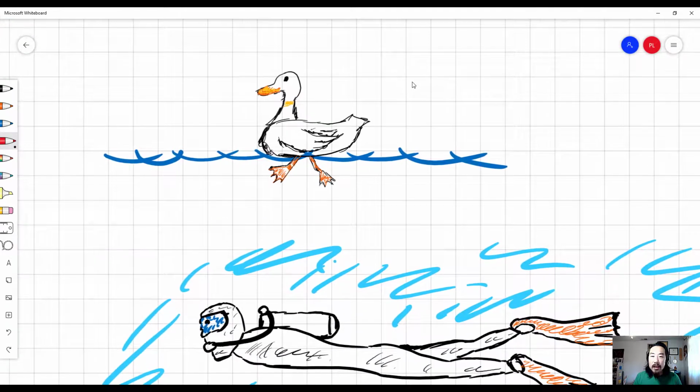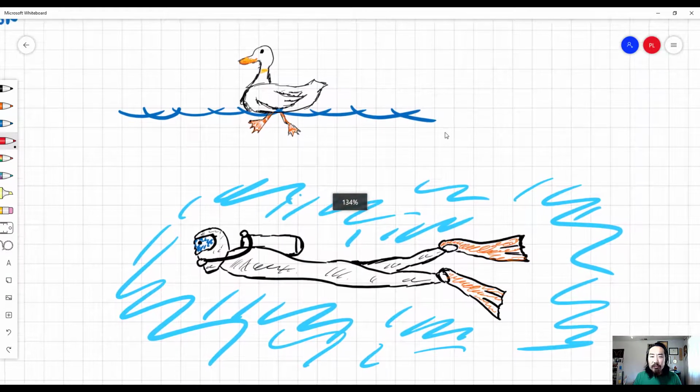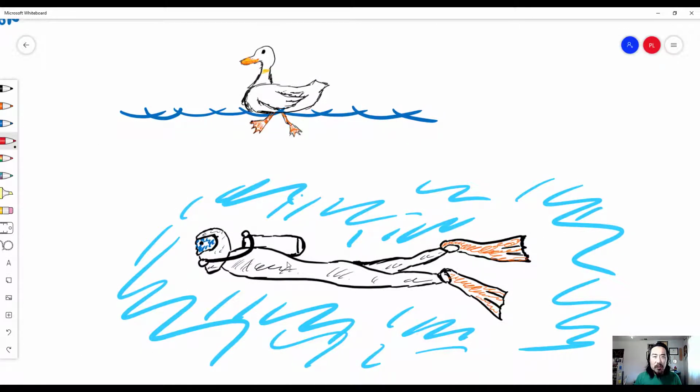Let's do a duck swimming, or a person swimming. If you notice here, my scuba diver, I'm not really good with arms, so I decided not to give this person any arms. But here we have a duck. When the duck is swimming and its feet are paddling, the duck's feet push the water backwards. Now, when the duck pushes the water backwards, according to Newton's laws, what is the water doing? Yeah, you guessed it right. The water is pushing the duck forward.